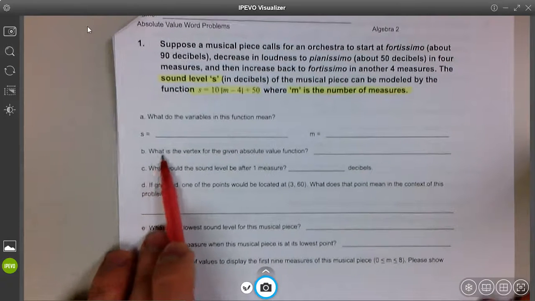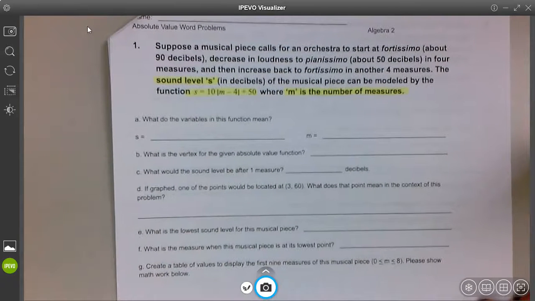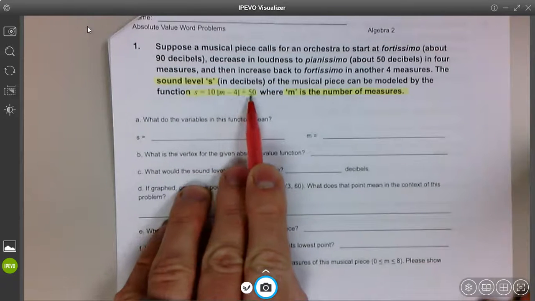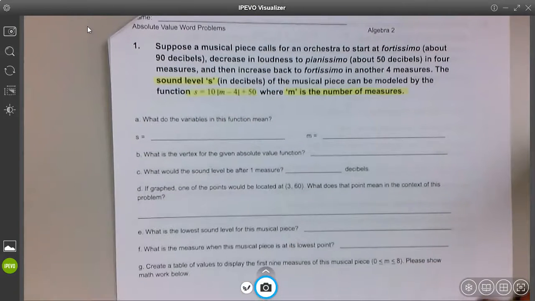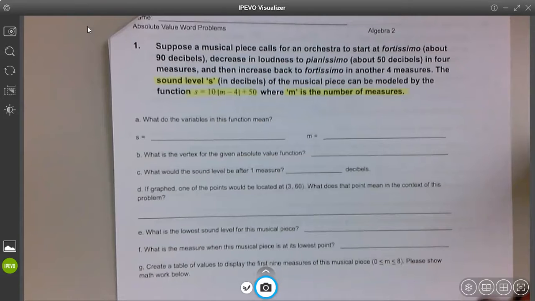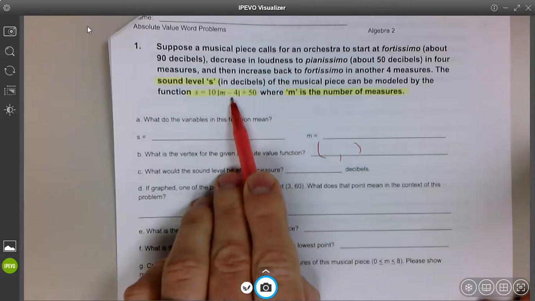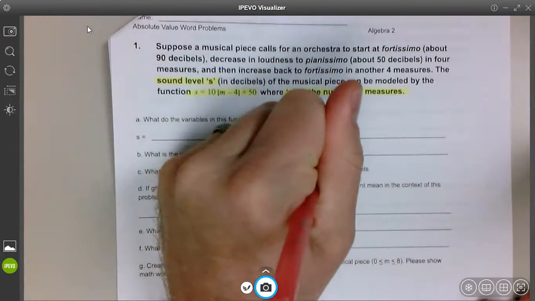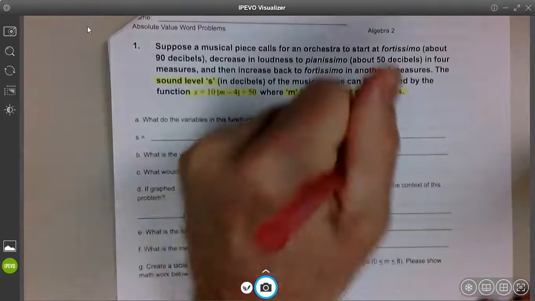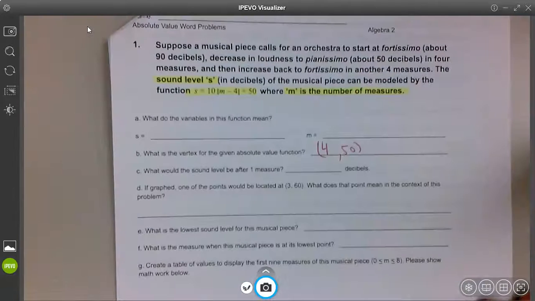Next, what is the vertex for the given absolute value function? We learned about this in class last week, but the vertex is sitting right in our face looking at us. There was one key thing. Can you remember what it was? When we're writing the vertex down, it will be a point, but we have to flip the sign on the one that's inside the absolute value. So it's not actually a minus 4. It's actually to the right 4, positive 4, positive 50.